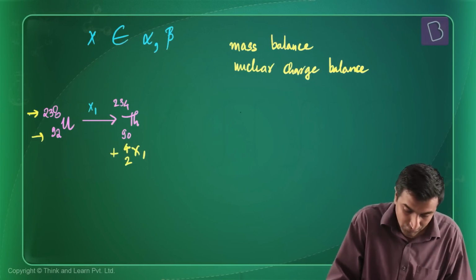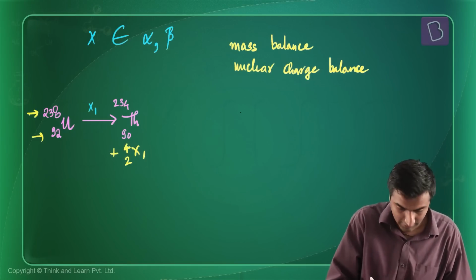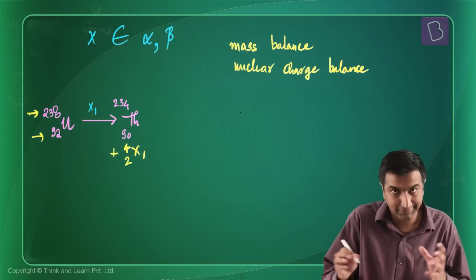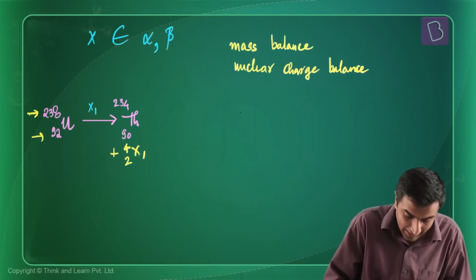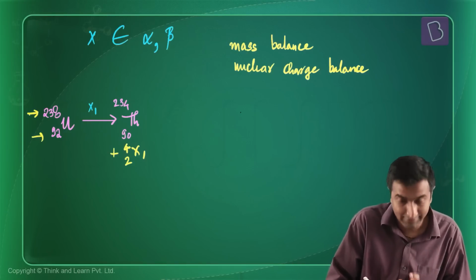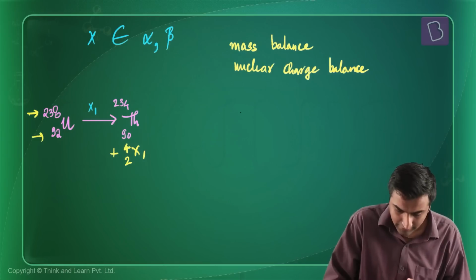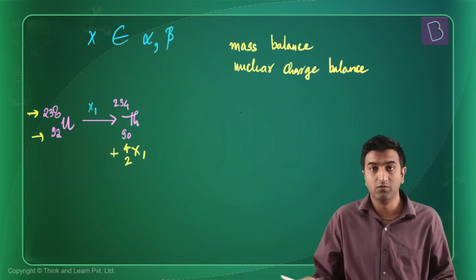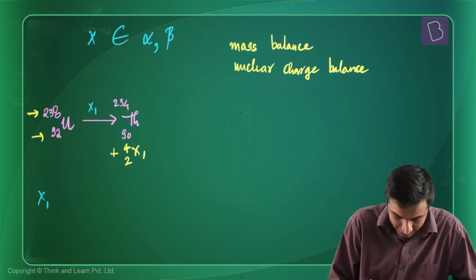If I add up the top parts, 234 plus 4, I get 238, in this first step of the series. And at the bottom, the nuclear charge is 92 on the left-hand side. On the right-hand side, it should be 90. And there has to be a 2 on the X1. That's all I need to do. Once I do that, I know that X1 is an alpha particle.